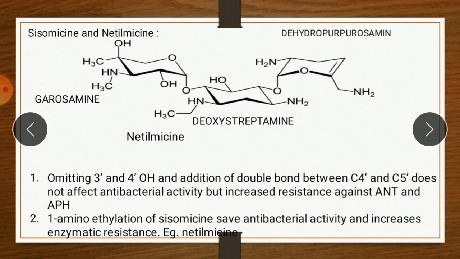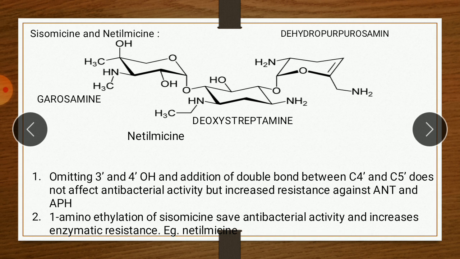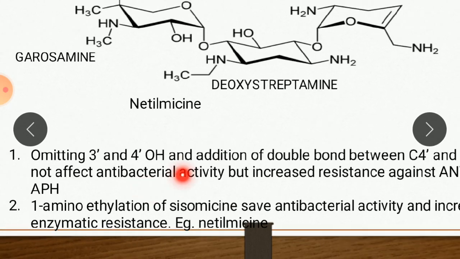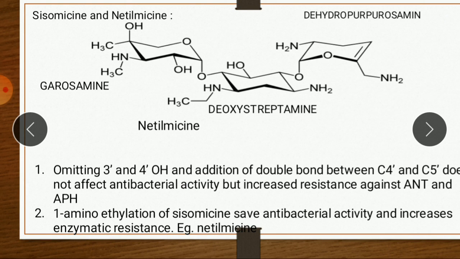Next point, 1-N-ethylation of Sizomicin retains antibacterial activity and increases enzymatic resistance. Example is Netilmicin. If this group is NH2, then it is called Sizomicin. But if we do the ethylation of this NH2 group of Sizomicin, then it gives the drug Netilmicin. So that is about Sizomicin and Netilmicin.